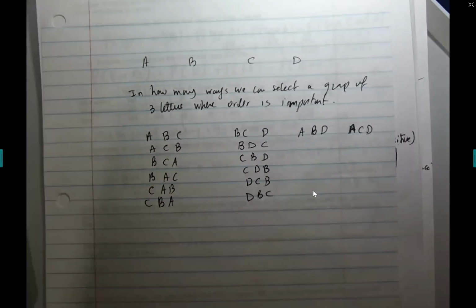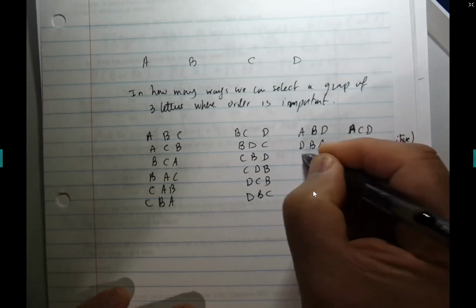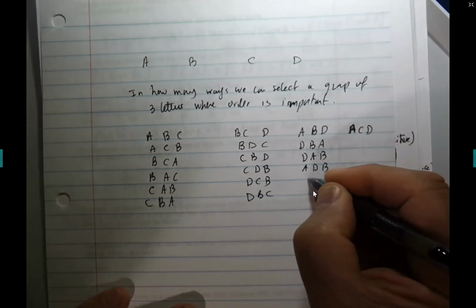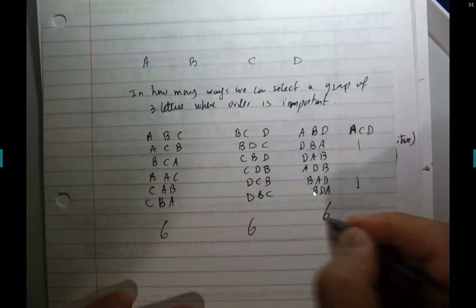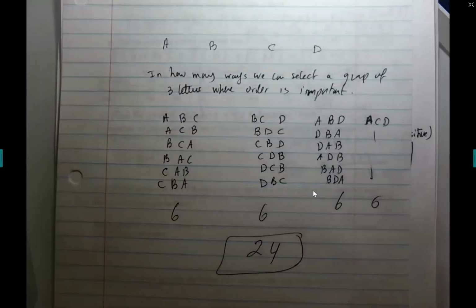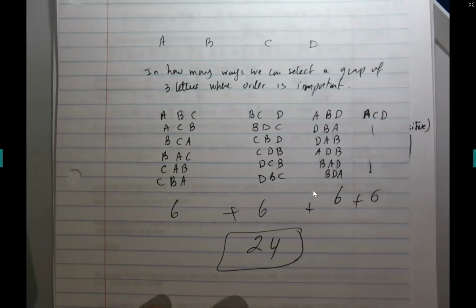DBC. The order matters here because D could be the president, B could be the vice president, and C the secretary. So what about ABD? Let's list them. DBA. Okay, so we got DBA, we got DAB, we got ADB, and we got BAD, and we got BDA, and 6 here. So 6. How many altogether, guys? 24. 6 plus 6 plus 6 plus 6. But the good news, guys, you don't have to do this.